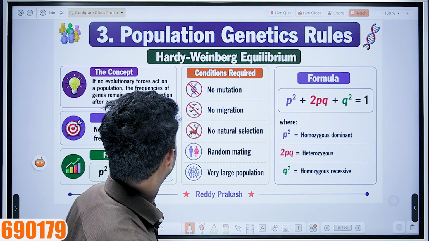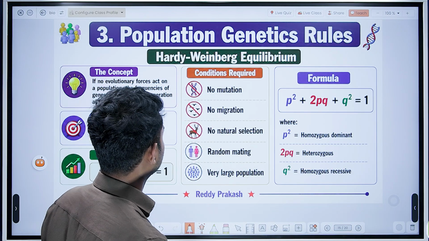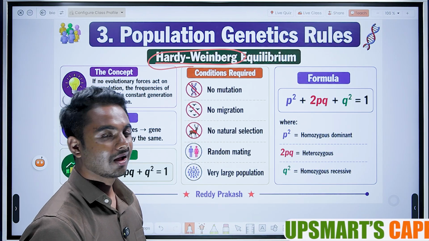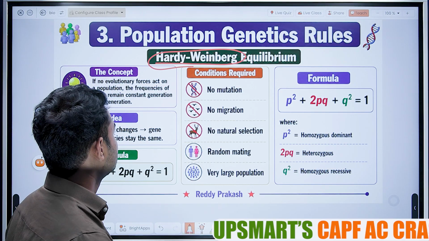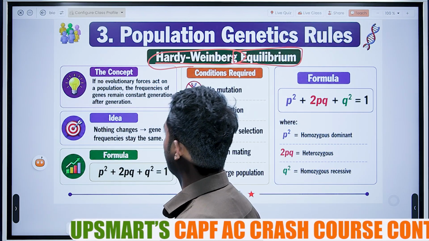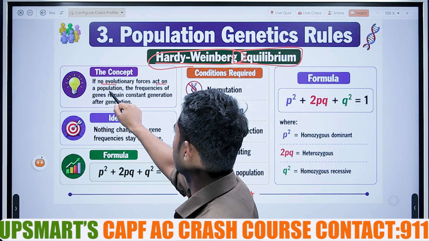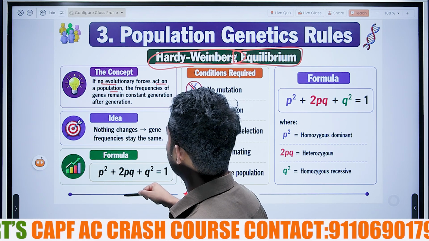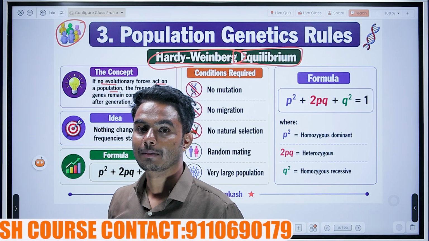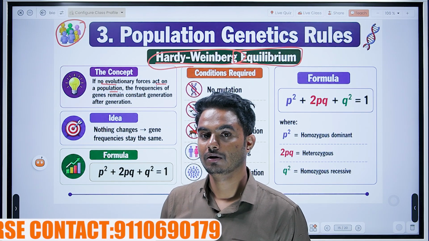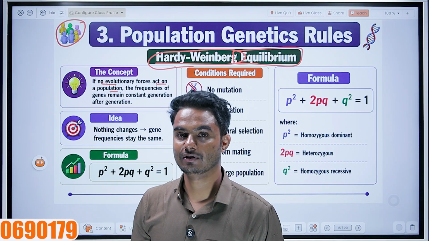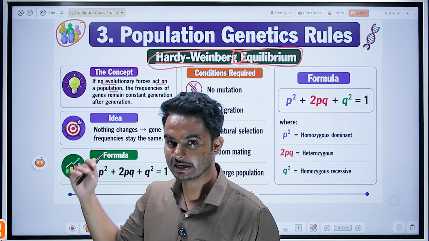Next, population genetics and rules. There is something called Hardy-Weinberg equilibrium, a PYQ also, and very important and very easy. Equilibrium. What is equilibrium, sir? I'll tell you, sir. See, if no evolutionary forces act on a population, we have a certain population like this. Evolutionary forces means migration, genetic drift, and various other evolutionary forces which I'll explain.